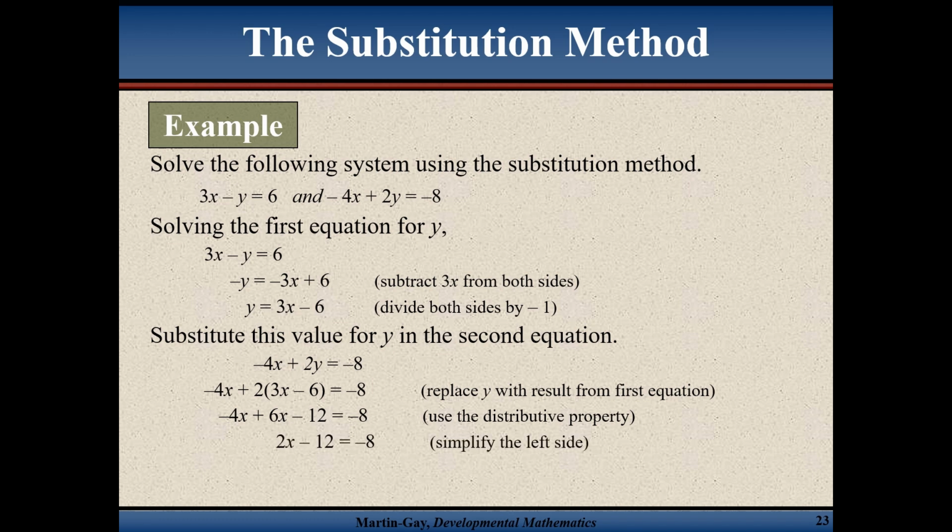And then I simplify the left side, meaning that negative 4x plus 6x, you're going to end up with 2x minus 12 equal negative 8. Then I add 12 to both sides, so that cancels, and then 12 minus 8, I'm going to get 4, so 2x equal 4. Divide both sides by 2, and you get x equal 2.